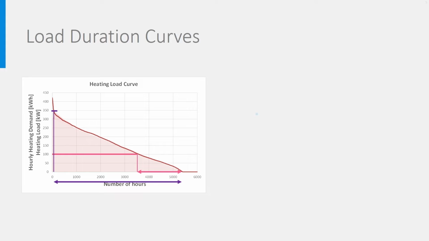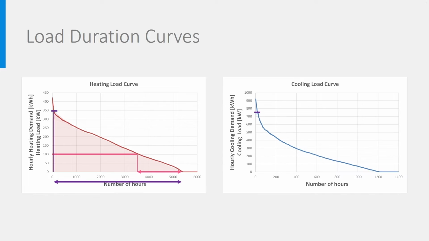If you look now at the load duration curve for cooling, we see that it has a bit different shape. Let's take now again 83% of the nominal load. So 83% of 921 kilowatt, which is 764 kilowatt. The blue area under the curve represents the cooling energy demand covered by this power of 764 kilowatt. If we would sum up all hourly loads smaller than 764, we would find that 95% of the total cooling demand is covered by this power.